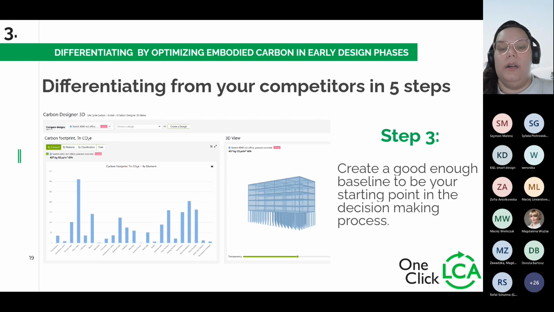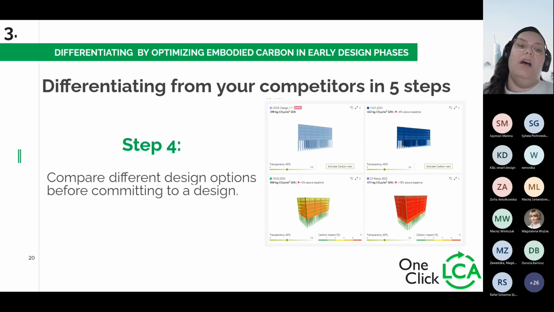Then, okay, we have the idea of what we would like to do and how we would like to do so. Let's now create a good enough baseline so that we can work with it and have a starting point to our decision-making process. This is step number 3. Step number 4 will be comparing different design options before committing to a design.